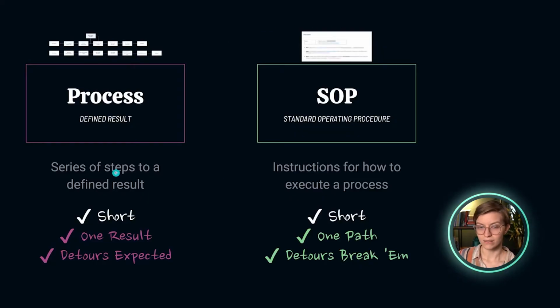Let's contrast that though with SOPs. SOPs, because they are not just flowcharts, they are very detailed instructions, generally are also short. They follow one path to a result, and they do not usually accommodate detours. Let's compare the difference here.